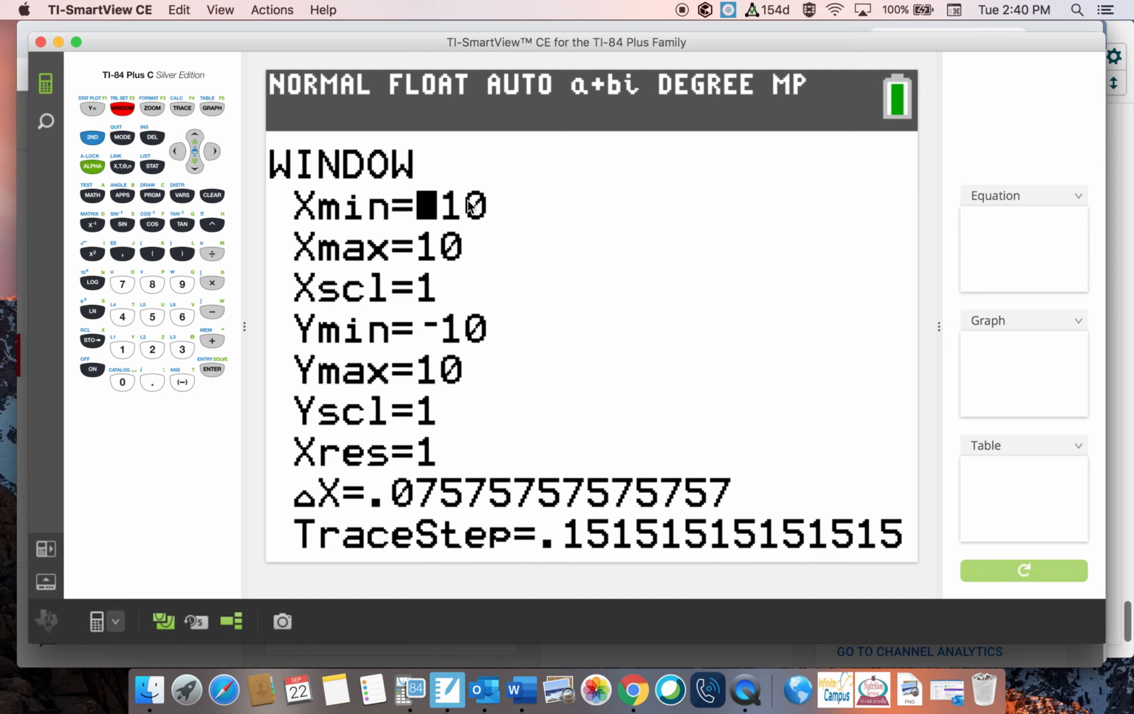And what happens is the X minimum, that's how far backwards our graph goes, to the left. X maximum, how far it goes to the right. Let's not concern ourselves with the X scale and Y scale. That just means how often we put a tick mark. Don't worry about that. And Y up and down goes 10 by 10.